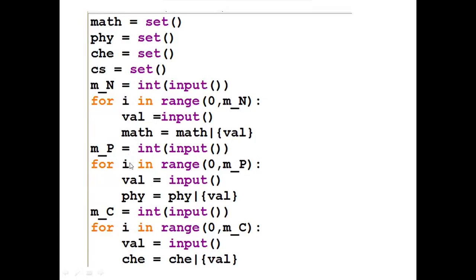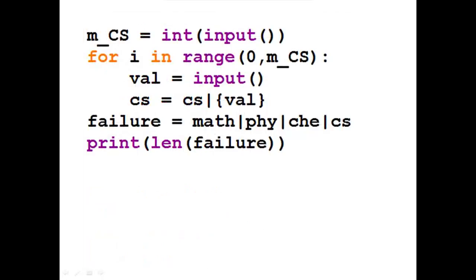I am getting the number of failures from the user and then getting the register numbers from the user. Similarly, I am using the union operation to add the failures into the physics set. Similarly for chemistry, I get from the user the number of failures in chemistry and then the register numbers are added there. And then computer science, the number of failures in computer science, and their register numbers are added.